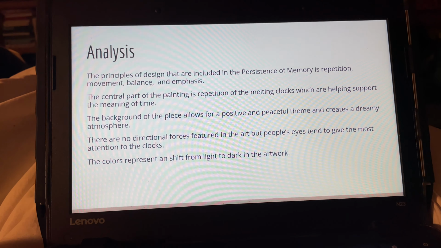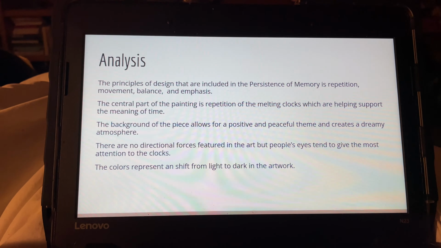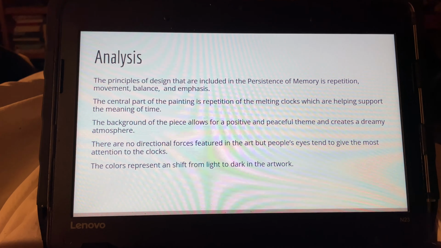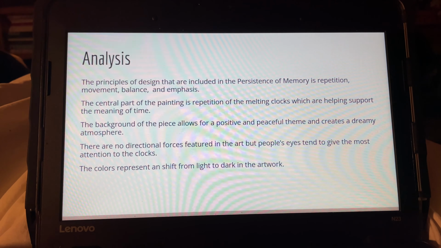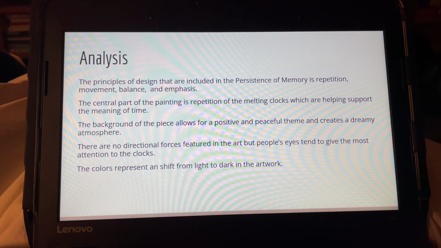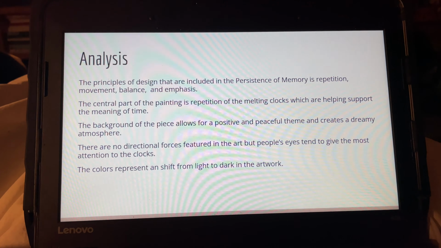And then the background of this piece allows for a positive and peaceful theme and creates a dreamy atmosphere. Because the background of this piece is very natural, with mountains and the ocean, it allows for a more calming theme and tone. There are no directional forces featured in the art, but people's eyes tend to give the most attention to the clocks because the clocks are the main piece, and they allow for the theme to be properly projected.